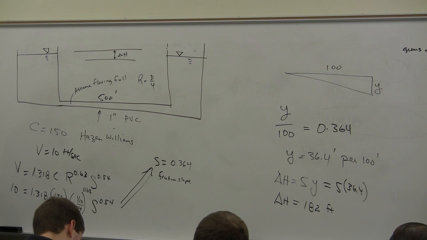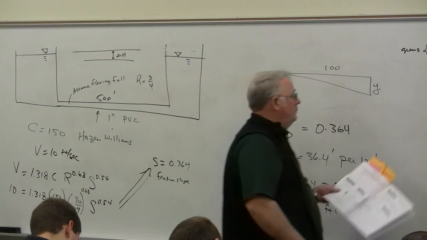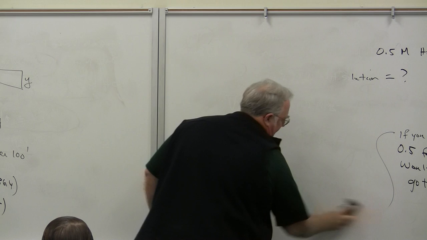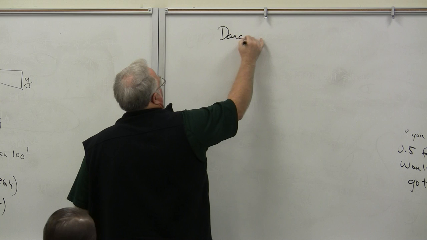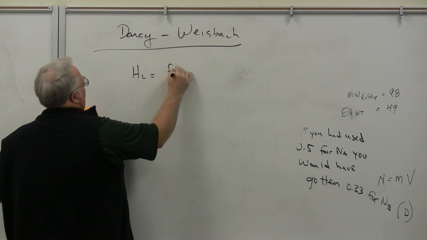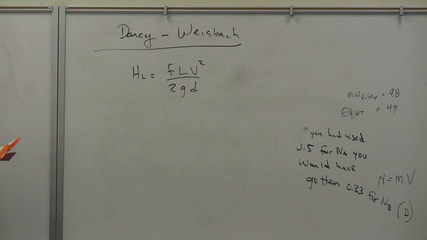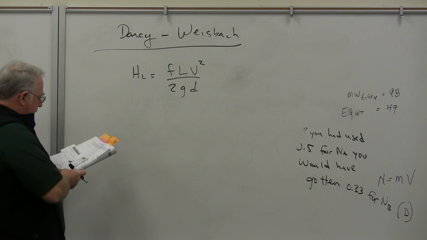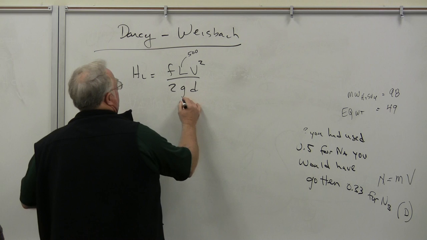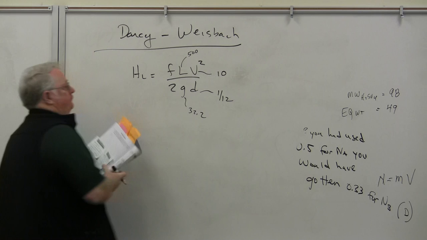Now you can also work this problem with Darcy-Weisbach. I like Darcy-Weisbach. I don't care for Hazen-Williams. Okay, Darcy-Weisbach says that the head loss is equal to f L V squared over 2 g D. Okay? L is 500, g is 32.2, D is 1/12, V is 10. Okay? So all we need is f.